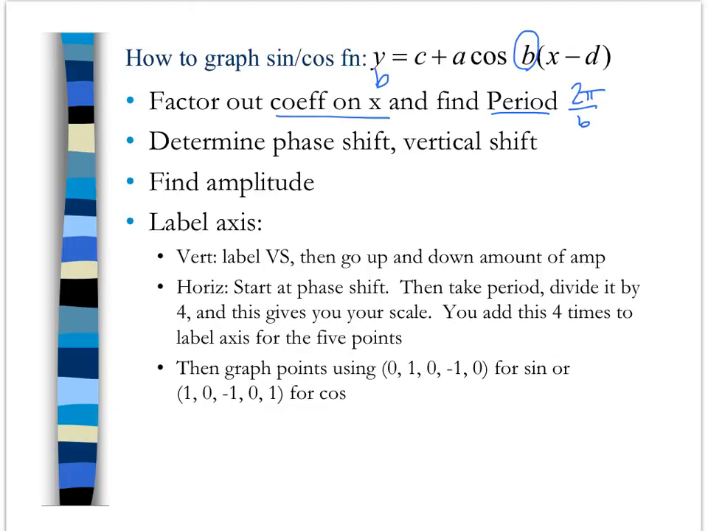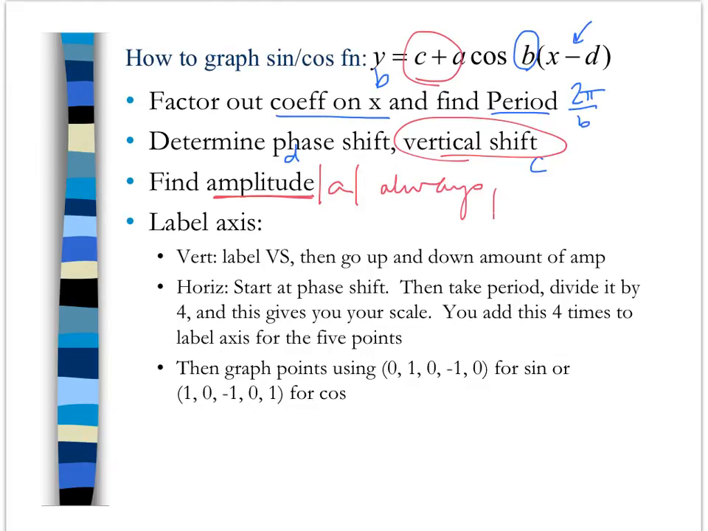Then, the phase shift is going to be d. Remember that we have to think the opposite. The formula includes a minus. So if we see, for example, x minus pi halves, that's actually moving to the right. Your vertical shift is going to be whatever number is added outside the function. Amplitude is our a value. Now, remember that amplitude is technically the absolute value of a. It is always positive. If the a is negative, then the graph flips.